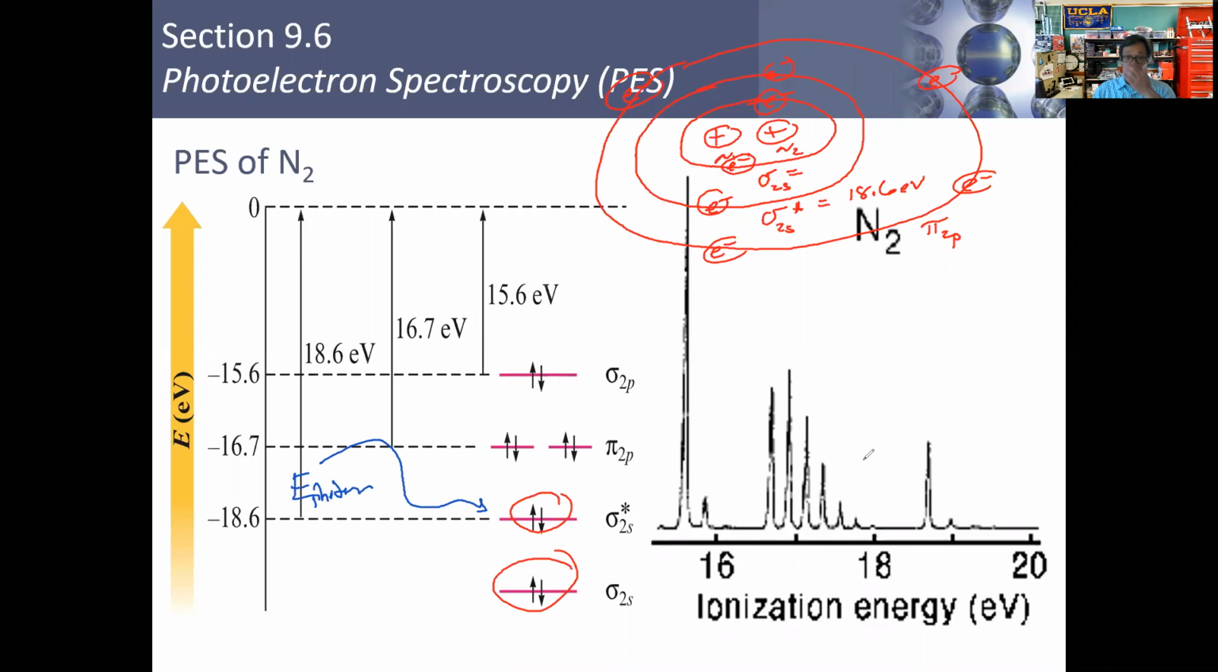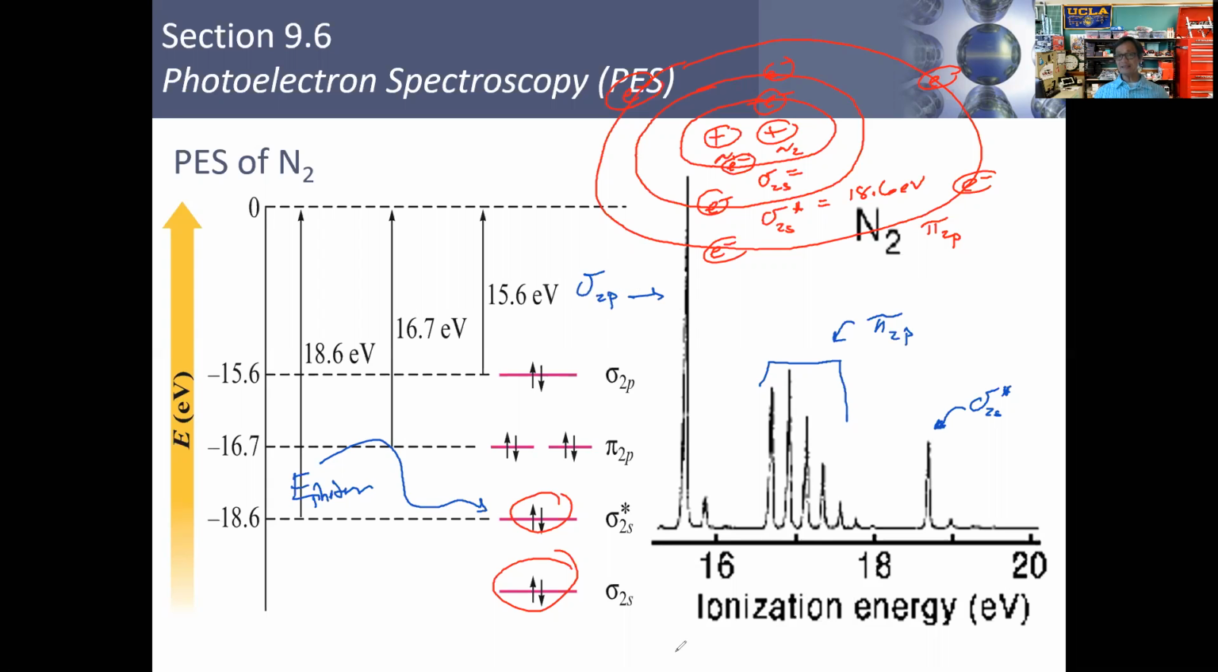What you'll notice is that these two electrons correspond to this peak right there. That means this is the sigma 2s antibonding. Then we have these next four peaks, which correspond roughly to the pi 2p. And this one here represents the sigma 2p electrons.